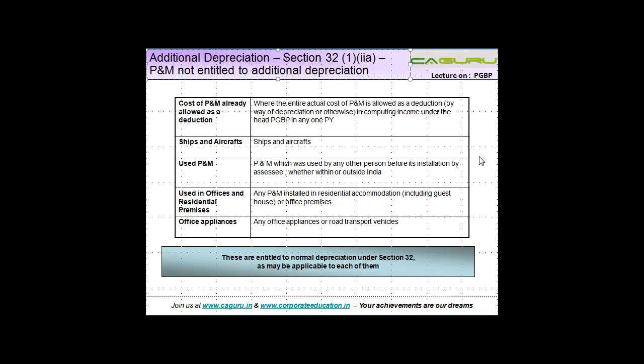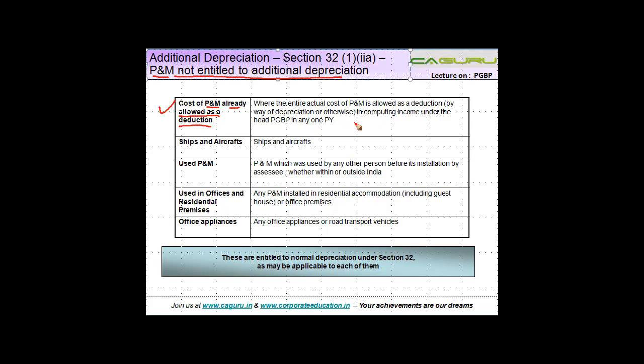Now, having understood the concept of additional depreciation, let us see what are the plant and machinery which are not entitled to additional depreciation. So the first one is cost of plant and machinery already allowed as a deduction, where the entire actual cost of plant and machinery is allowed as a deduction by way of depreciation or otherwise in computing income under the head profits and gains of business or profession in any one previous year.